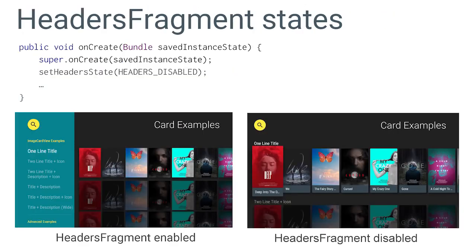Now, headers fragment is an optional component. You can either enable it or disable it. And by doing so, your app will have a very different look and feel to it. The way to do that is by calling setHeadersState function with either header state enabled or disabled parameter.